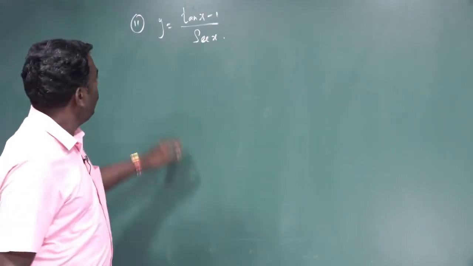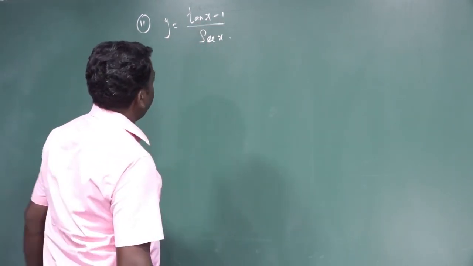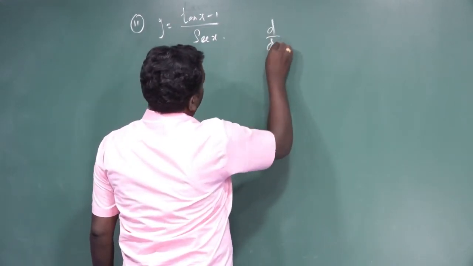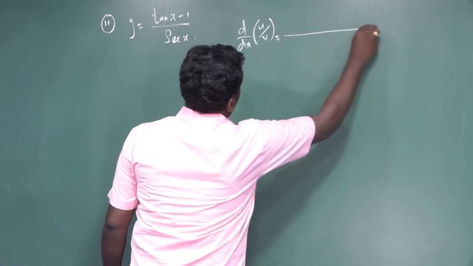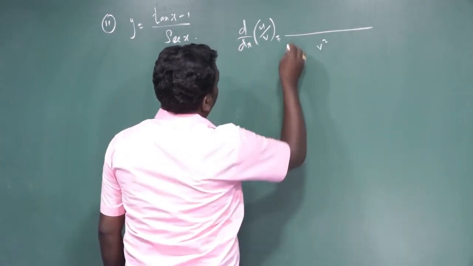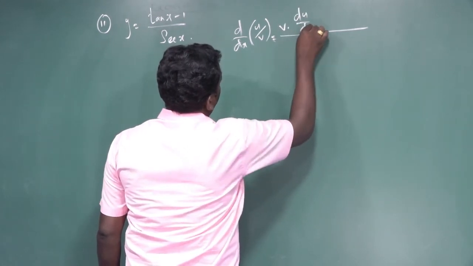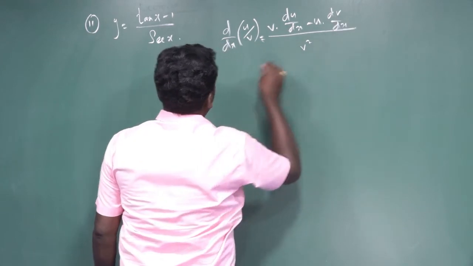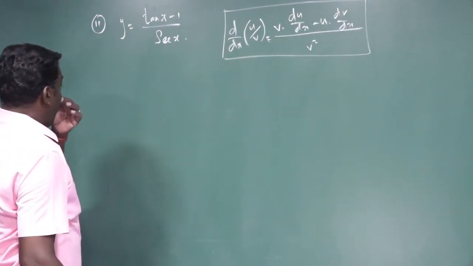The next question, number 11: y equals tan x minus 1 by sec x. Again apply the same rule, dy by dx of u by v is equal to the denominator v square, keep u and v as it is, differentiate u, du by dx, minus u as it is, dv by dx. This is the quotient property, again we apply the same in this sum.